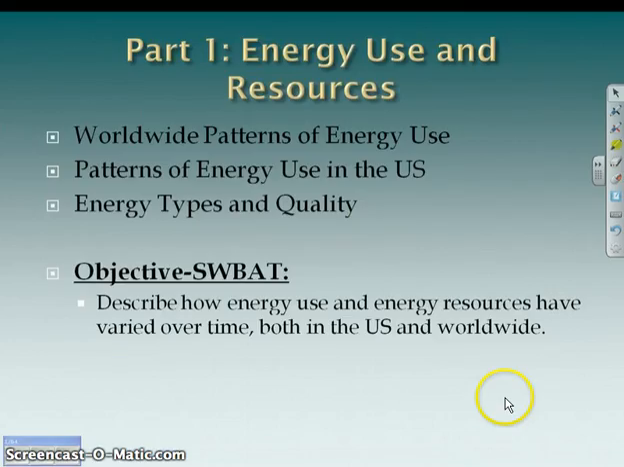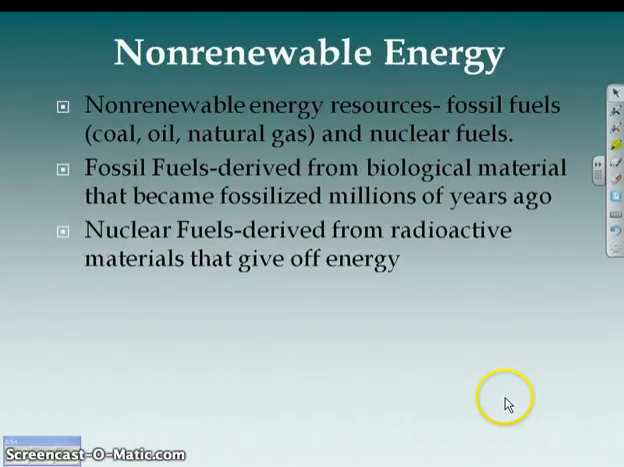In Part 1, we're going to look at energy use and resources. So again, that's Part 1. We'll talk about worldwide patterns of energy use, then also patterns of energy use here in the United States, and then also a little bit on energy types and quality. And by the end of our first part here, we'll be able to describe how energy use and energy resources have varied over time, both in the U.S. and worldwide.